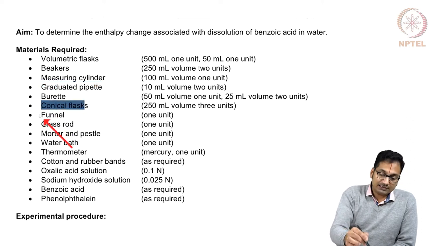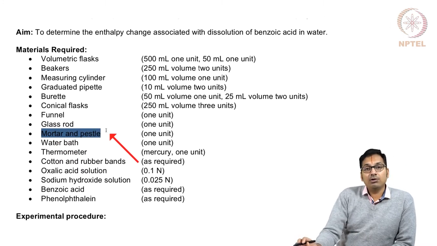You need conical flasks, a funnel, a glass rod for stirring, and a mortar and pestle. You are going to see that you have to crush the solid that you are going to use. We will try to understand why that is the case.